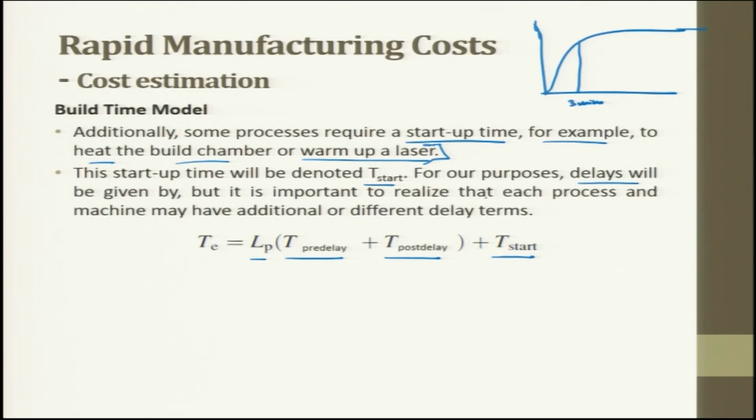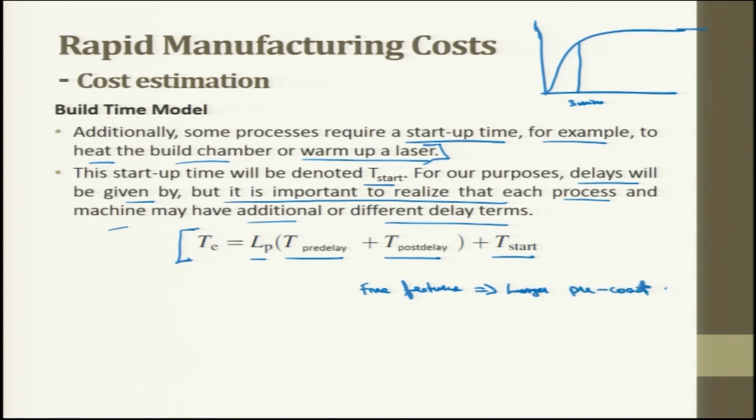For our purposes, delays will be given by this, but it is important to realize that each process and machine may have additional or different delay terms. So, this is a generic term, but delay terms would be very different for the different processes. For example, if parts have many fine features, longer pre-coat delays may be used. If I say fine features implies longer pre-coat delays.